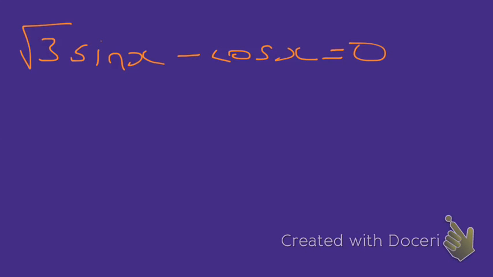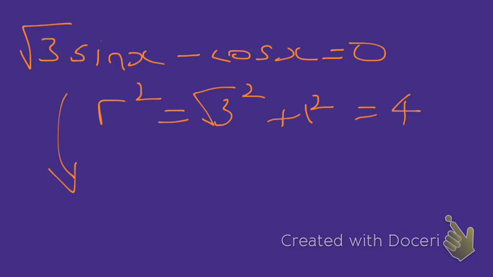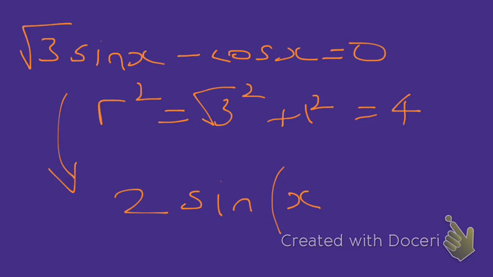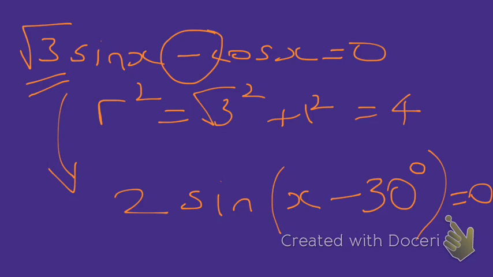So I'm going to re-express that. Now remember that r squared equals root 3 squared plus 1 squared, which is 4. So therefore this thing is the same as 2 sine x... I should have calculated this beforehand. So let's look back: cos alpha is a on the square root of a squared plus b squared, so cos alpha is root 3 on 2. That means that alpha must be 30. Is that right? Yeah, it is 30. And then the minus sign here, I want you to think about why it means that it's minus 30. And then that equals 0, and then you solve that the normal way.